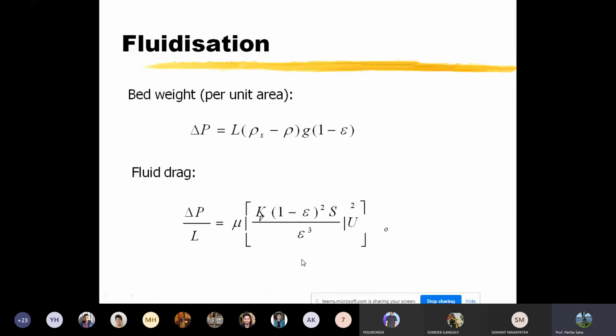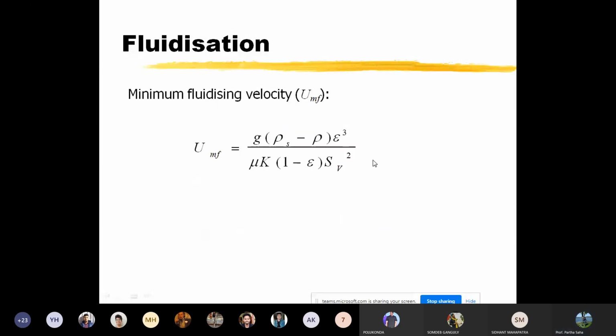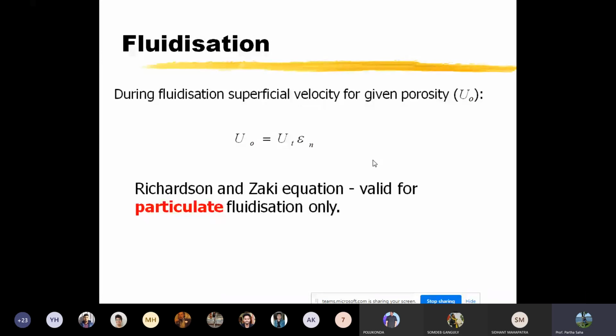The bed weight is given by this expression, which has also been solved. You can look into my note, and the fluid drag is given by this expression. This is U naught. Okay. And I think this expression is known, right? And this is called the bed weight: L, the length of the bed, rho s the density of the particle, minus rho the density of the fluid, g into 1 minus epsilon. And this is the fluidization velocity, the minimum fluidization velocity. This expression has also been derived. You can do it: g (rho s minus rho) times epsilon cube over mu k (1 minus epsilon) is v square.